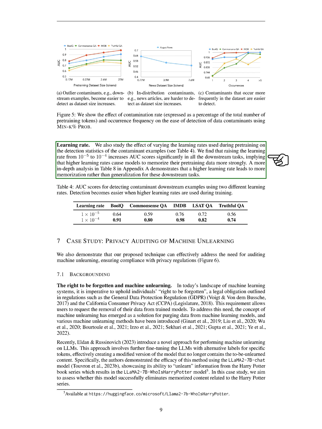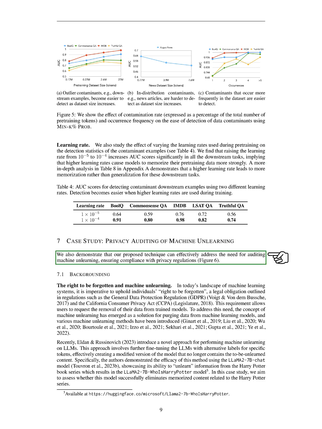We also looked at the effect of varying learning rates on the detection statistics of the contaminant examples. We found that increasing the learning rate from 0.00001 to 0.0001 significantly increased AUC scores in all the downstream tasks. This suggests that higher learning rates cause models to memorize their pre-training data more strongly.